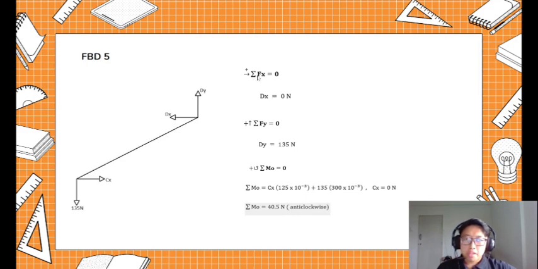Okay, for the FBD5, the sum of Fx equals 0, assuming the direction to the right is positive, Dx equals 0 Newtons. The sum of Fy equals 0, assuming the direction upwards is positive, and you get Dy equals 135 Newtons. The sum of moments equals 0, assuming the counterclockwise rotation is positive. And you replace all the values in the equation with Cx times 125 times 10 to the power of negative 3 plus 135 times 300 times 10 to the power of negative 3.